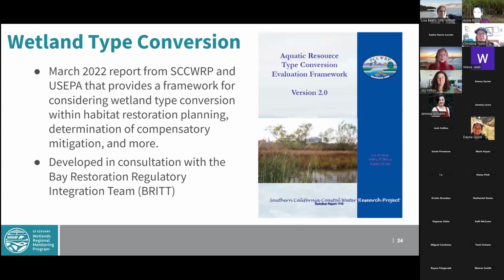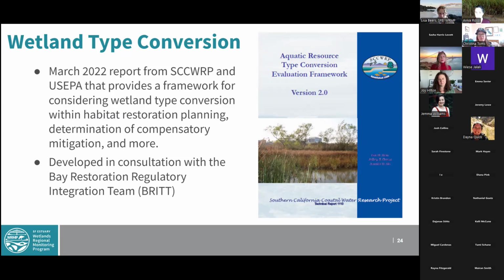I also want to highlight the Wetland Type Conversion Framework. This was a report that was developed by SQUIRP and US EPA back in March 22 that provides a framework for how to think about wetland type conversion. And this is a big deal when we think about tidal wetland restoration, because, for example, a lot of wetland restoration sites are diked baylands, maybe they're managed marshes, or they're agricultural baylands that support seasonal wetlands. And when they're restored to tidal action, that's a shift, right? That's a type conversion going from one type of wetland to another. So how do we think about these type conversions when it comes to habitat restoration planning and determination of compensatory mitigation? How do we think about those functions and values?